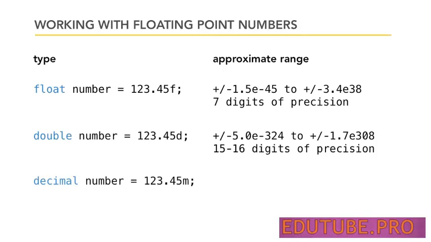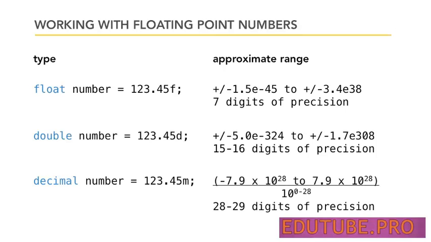And then finally, there's the decimal number. The decimal number is an interesting beast because it actually works in base 10 and not base 2 like the other kinds of floating point number types that C# works with. And to declare a decimal number, you simply say decimal and then the name of the variable. And here I've got 123.45, and you put the little lowercase m on the end, which indicates that it is a decimal number. Decimal numbers have 28 to 29 digits of precision, making them very highly accurate numbers.